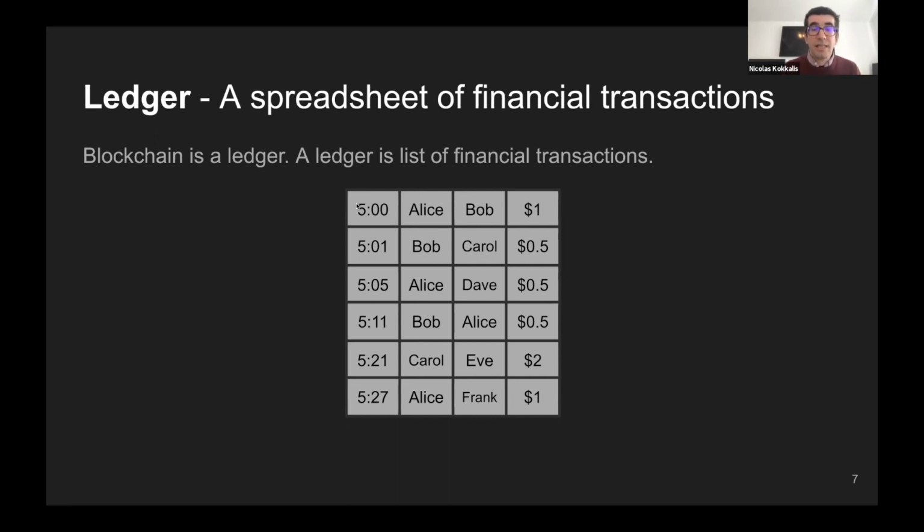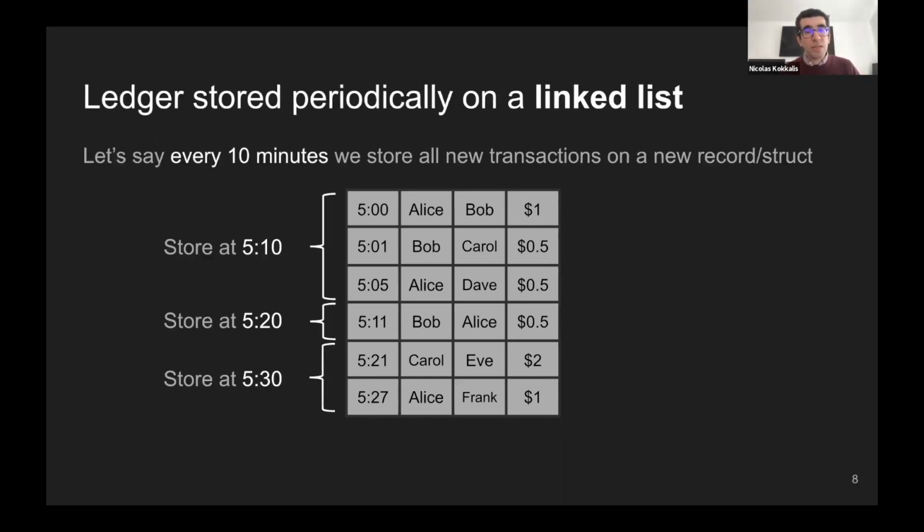A ledger could look like this. It's a list of financial transactions. At 5 p.m., Alice gave to Bob $1. At 5:01, Bob gave to Carol $0.50, and so on and so forth. They are transactions, and they have a timestamp.